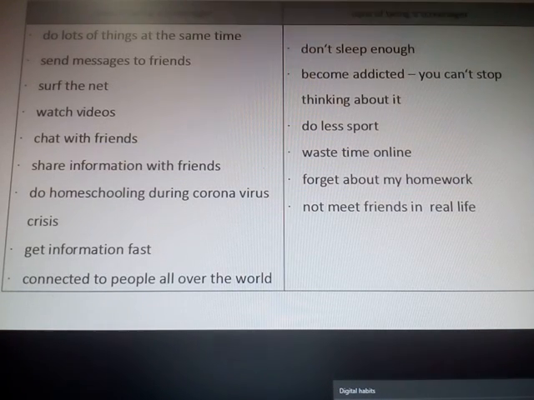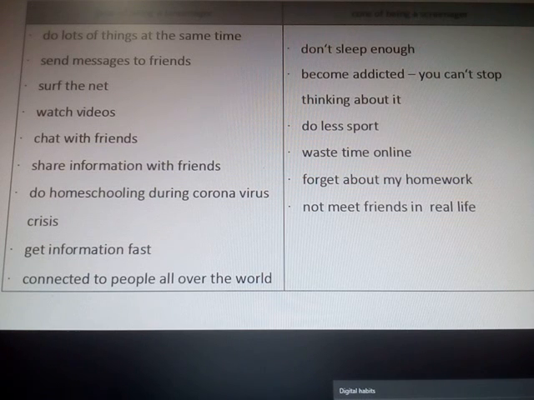So what is good about being a screenager? You do lots of things at the same time, of course. I mean, you can listen to a podcast and cook. That's what I do most of the time. You can send messages to friends, to pupils, to teachers. Surf the net, watch videos, chat with friends or teachers. Share information with friends or teachers. Do homeschooling during coronavirus crisis.